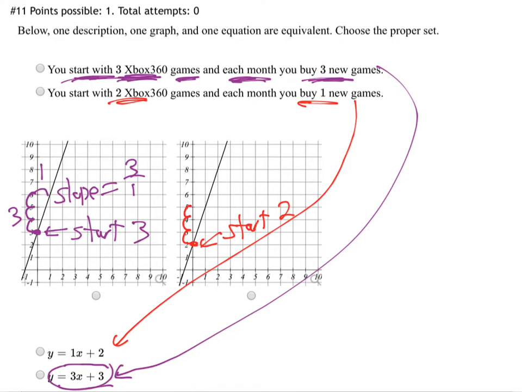Wait, I'm a little confused on this. This is going up 3 over 1. This is a slope of 3 over 1. So we don't have an equation that starts at 2 and has a slope of 3. We have one that starts at 2 and goes up 1 per month.